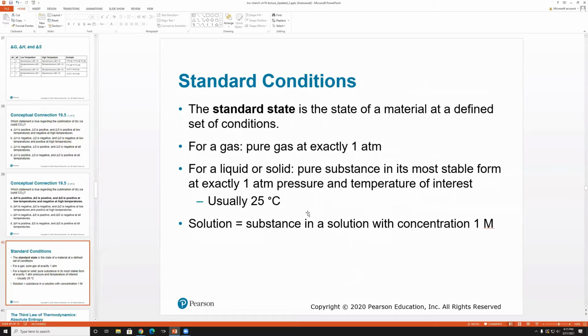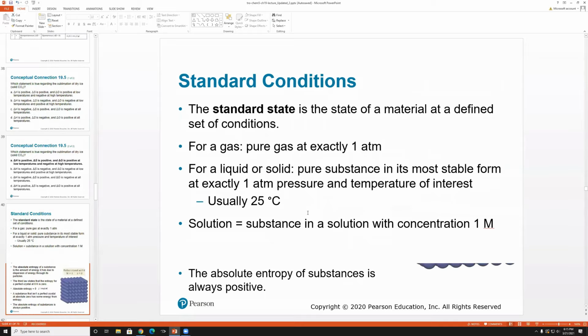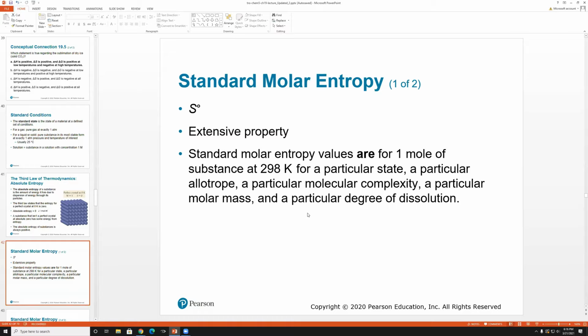So we have standard states, the state of a material in a set of conditions. For a gas, it's 1 atm. For solids and liquids, it's usually 25 degrees Celsius. And for solutions, it's 1 molar. So our standard molar entropy, or S naught, means 1 mole of a substance at 25 degrees Celsius.